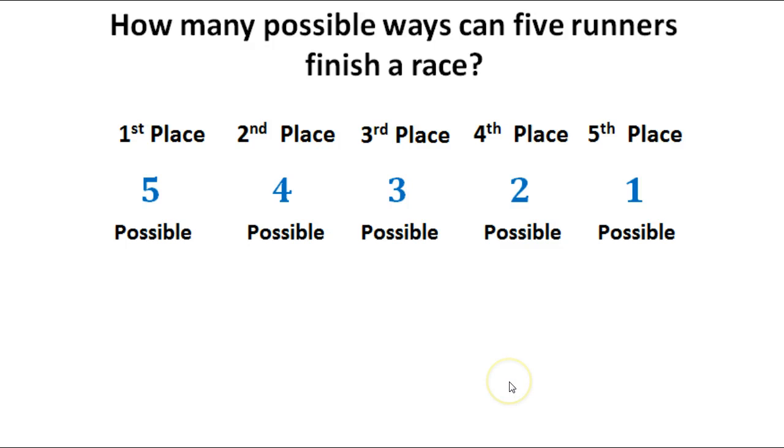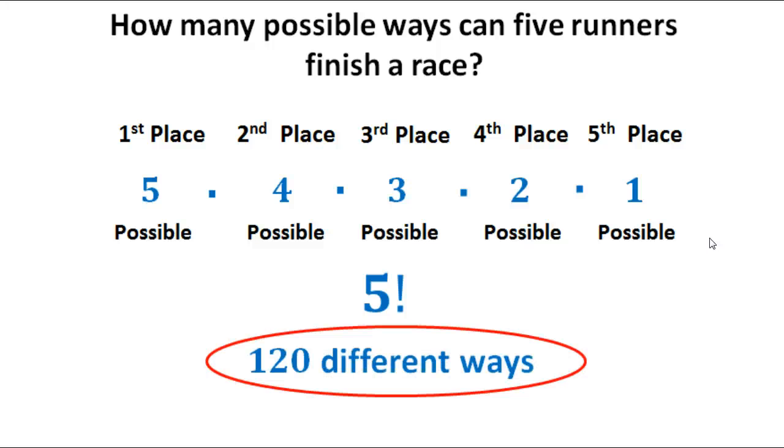So now, using the fundamental counting principle, it basically says to just multiply all these together. So we're going to multiply this whole thing together. And hopefully you remember that that is 5 factorial. And 5 factorial is just 5 times 4 times 3 times 2 times 1. You can just plug that into your calculator if you want. That'll be fine. You'll end up with 120 different ways that these 5 runners can finish this race.